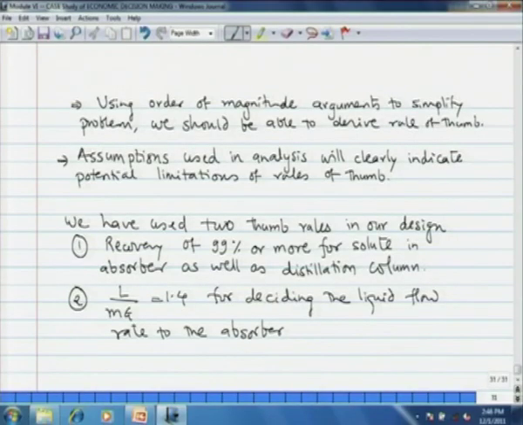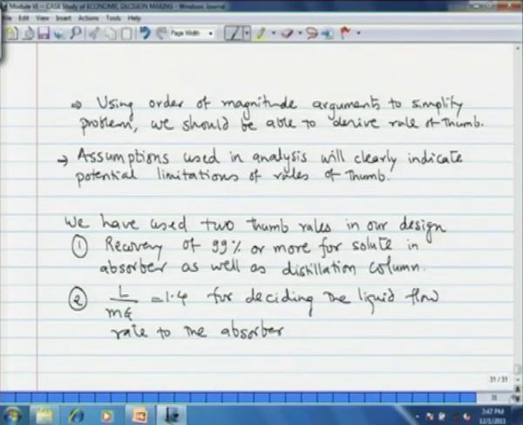Now, what we will do is that we will see what is the basis for this particular thumb rule that we have used in the design of absorber. As I just mentioned, we have used two thumb rules, recovery of 99% or more solute and L by mg equal to 1.4. Now, let us see the validity of these thumb rules. I would like to specifically mention that Kremser equation is mainly applicable for dilute and isothermal system, where both operating curve and equilibrium curve are essentially straight lines. That is when the concentration of solution is dilute and the operation is isothermal.